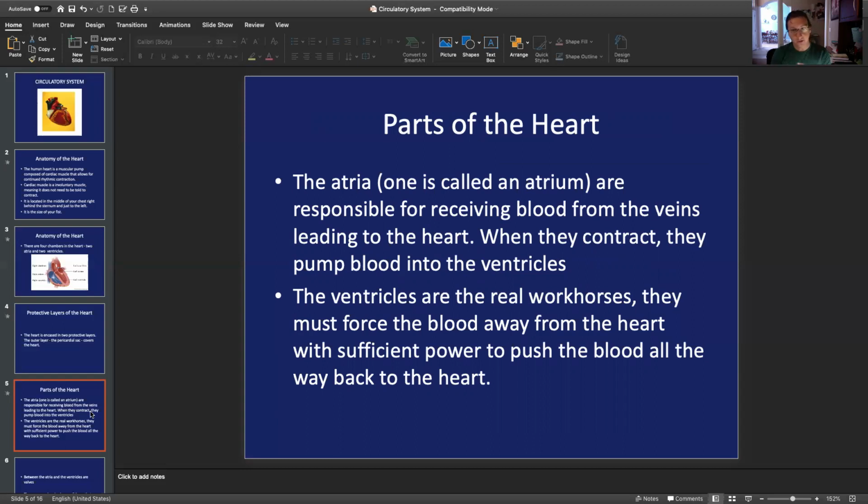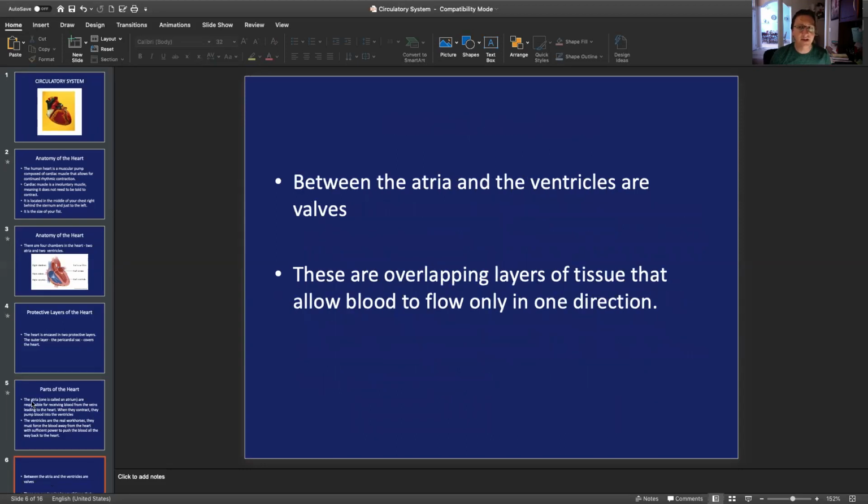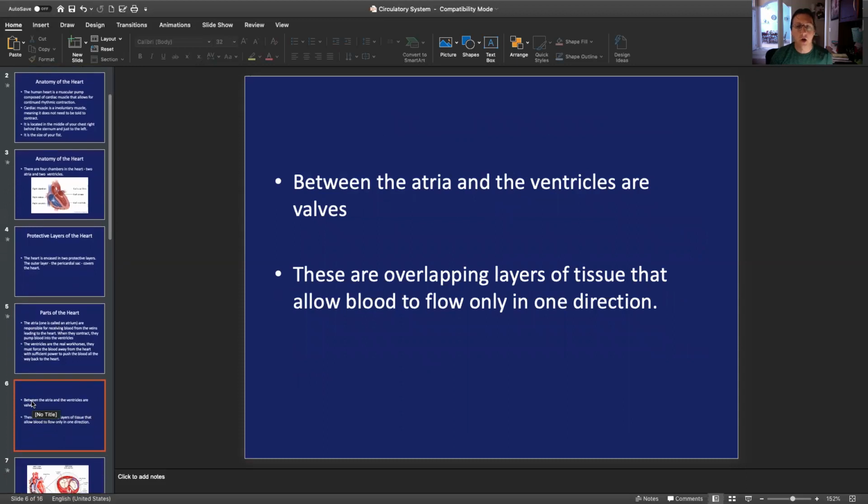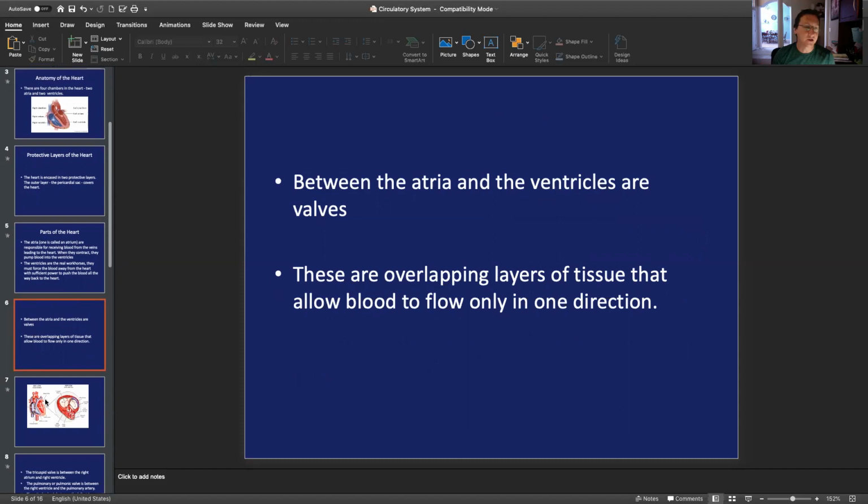The ventricles are really the powerhouse. They must force the blood away from the heart with enough power to push that blood as it circulates to the body and to come back and circulate back to the heart. Between the atria and the ventricles are what we call valves. These are overlapping layers of tissue that allow blood to flow in only one direction.